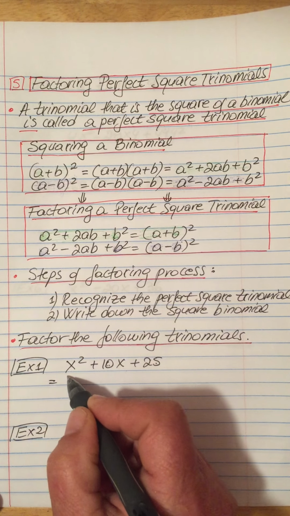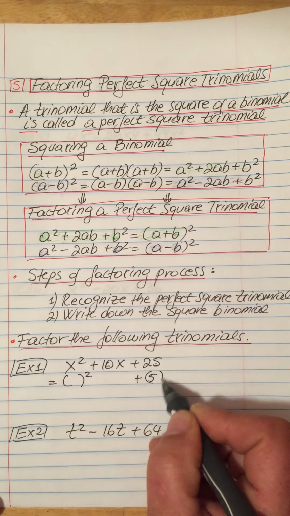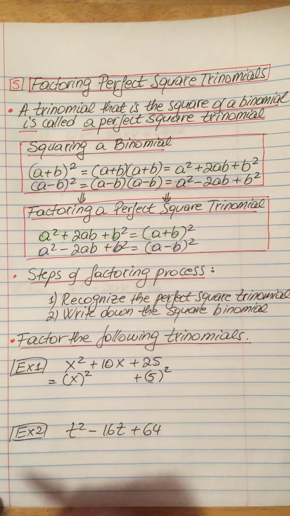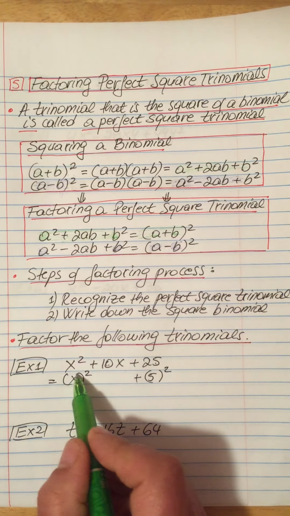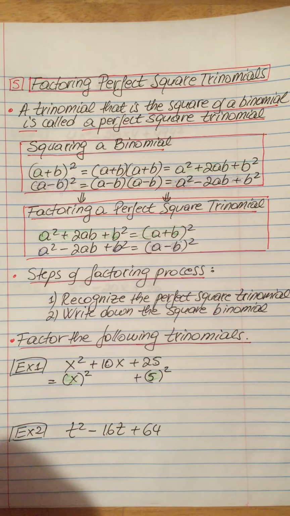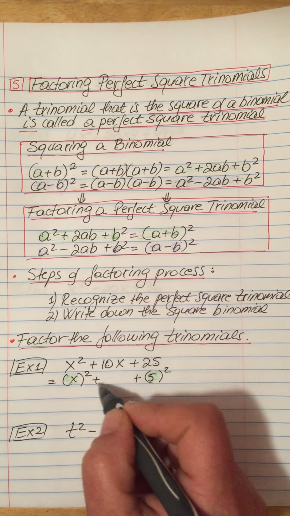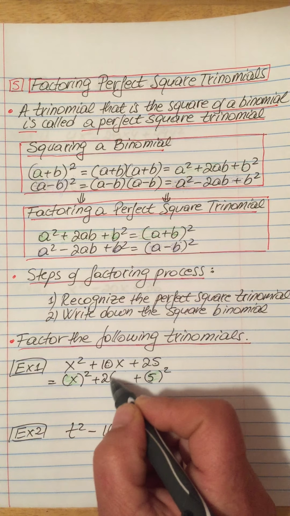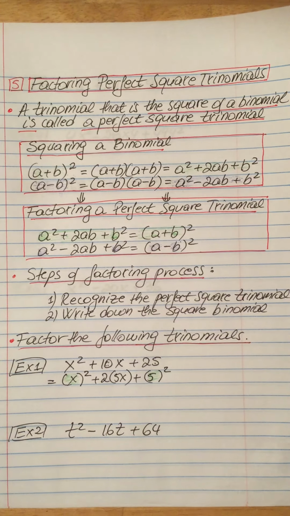So what do I need? I need the base of the first. I need the base of the second. These are the things that I have to put in my binomial, if this is a perfect square trinomial. Now, I need a double product, so I have to divide 10 by 2. And 10 divided by 2 is 5, and write x. So, check.